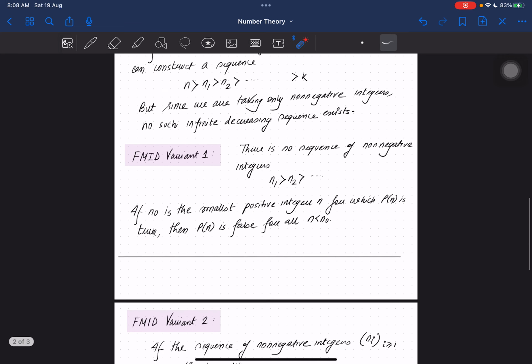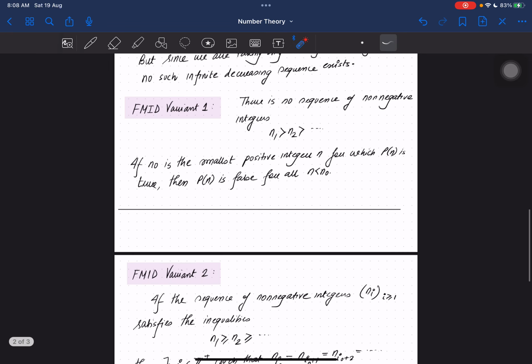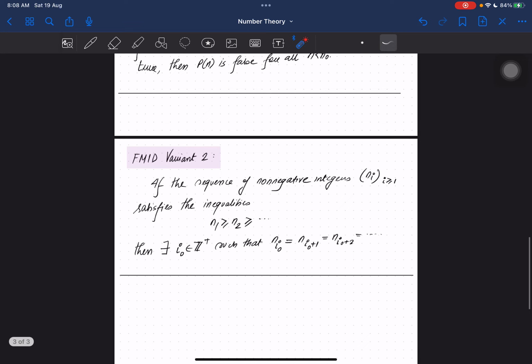Next we had two variants of FMID. There is no sequence of non-negative integers such that n1 is greater than n2 and so on. And if n0 is the smallest positive integer n for which Pn is true, then Pn is false for all n less than n0. That is the equivalent condition. And the second variant is, if a sequence of non-negative integers ni satisfies the inequalities, then after a certain stage, I will find an i0 such that from i0 onwards, all of the terms will be equal.